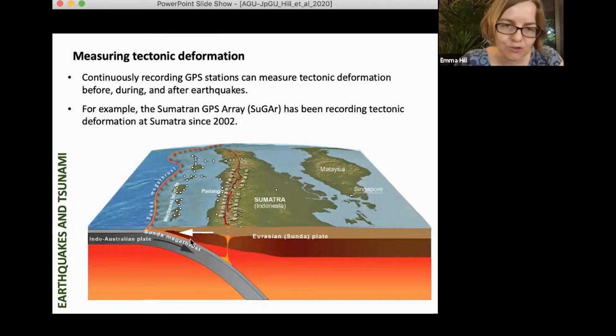And during the earthquake cycle, the two plates are stuck together on what we call the Sunda megathrust. It's dragging Sumatra down over time. And then in an earthquake, the stress is released and those islands will pop up and move towards the megathrust trench.